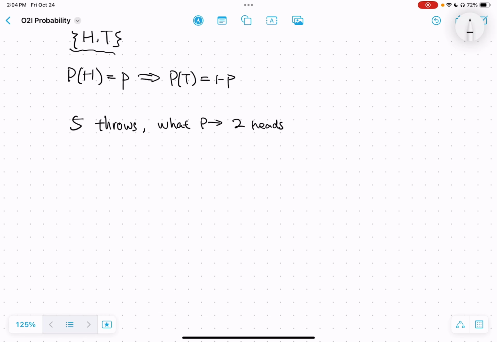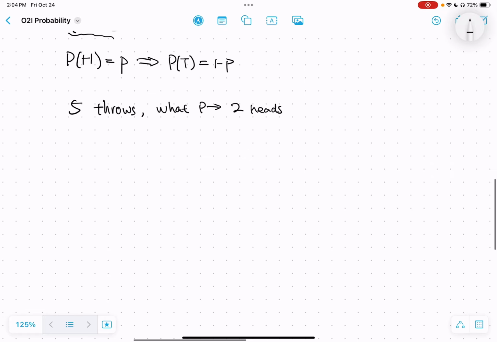Now, this is composed of two parts. First, we want to figure out how many combinations there are for 5 throws having exactly 2 heads. Exactly 2 heads is really important, because without exactly, you can have 2, 3, 4, or even 5 heads, and that's not what we wanted.